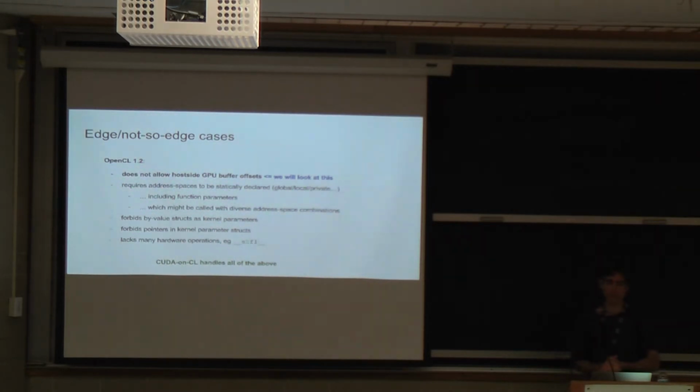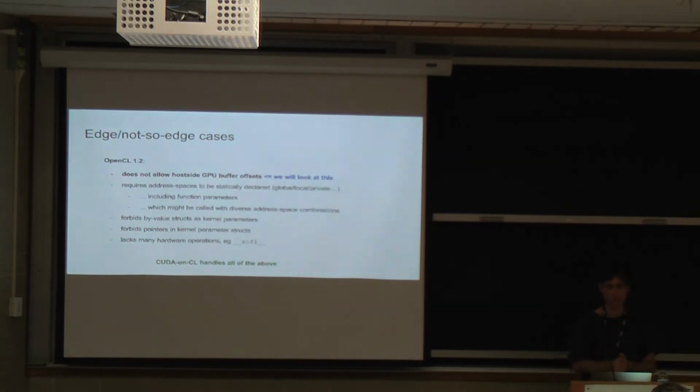The first thing is that all address spaces have to be statically declared. You have to declare any pointer in OpenCL as being global or local or implicitly private. And not only that, if you have a function call, you can only assign one specific combination of address spaces to that function. But that function might be called from multiple locations in the program with different address spaces. I don't have to go into that, but CUDA-on-CL does handle that.